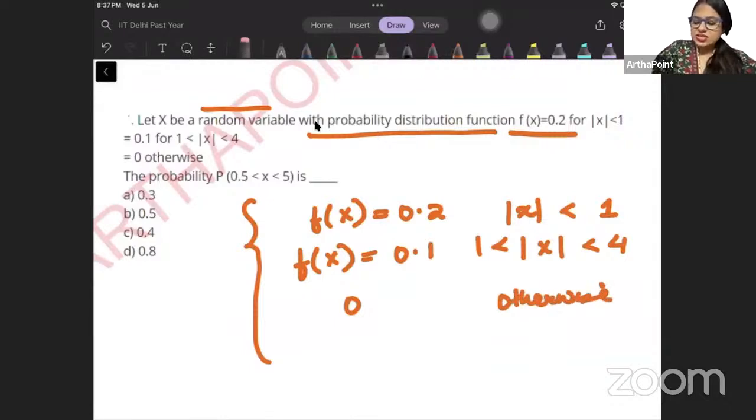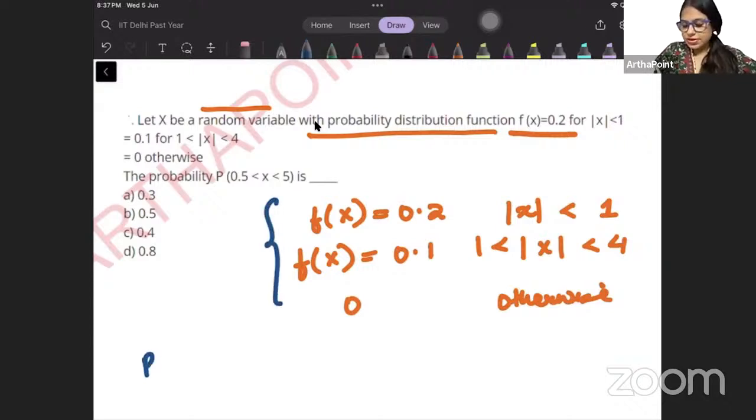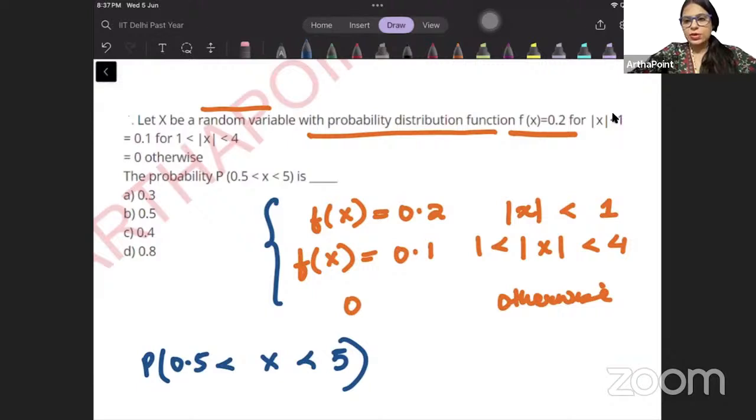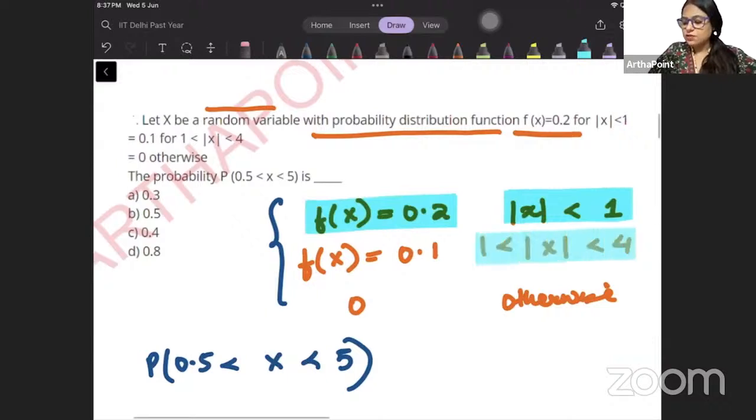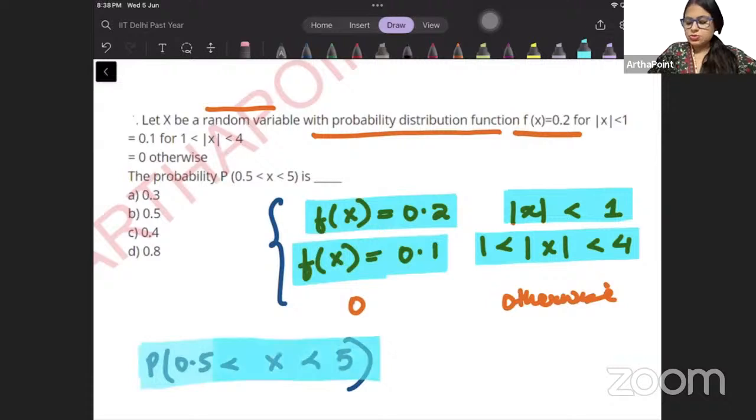right? So this is asking what will be the probability when your x is greater than 0.5 but less than 5. Try to do this question yourself first. Then I will tell you how you can do this question. Answer it in the chat window. You are given a probability function. It says when mod x is less than 1, the probability function is given as 0.2. When it is between 1 to 4, it is given as 0.1. And it is asking what will be the probability when x is between 0.5 to 5.